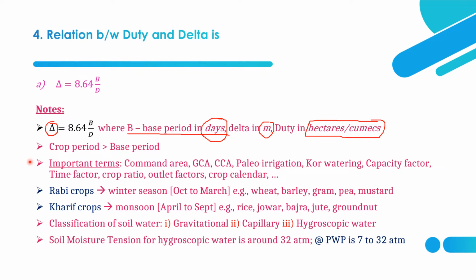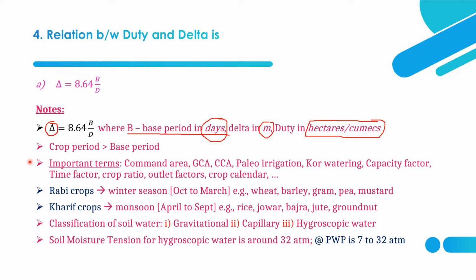Command area is nothing but the area which can be irrigated by the canal system. So that is the command area. And GCA is gross command area. This is the total area which can be irrigated by a canal, so that unlimited quantity of water is available. And next is the culturable command area. This is that portion of gross command area which is culturable or cultivable. This is self-explanatory with the term.